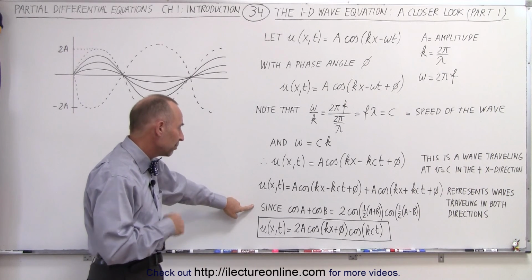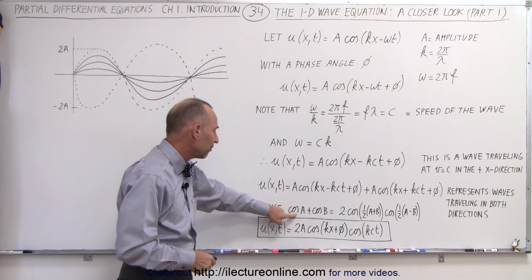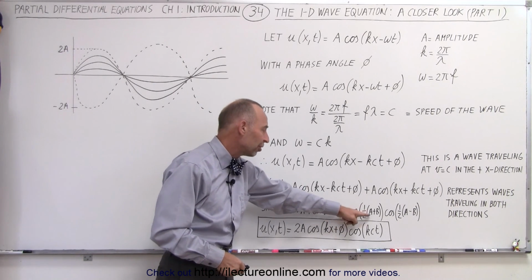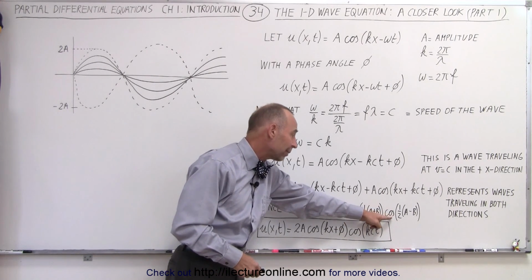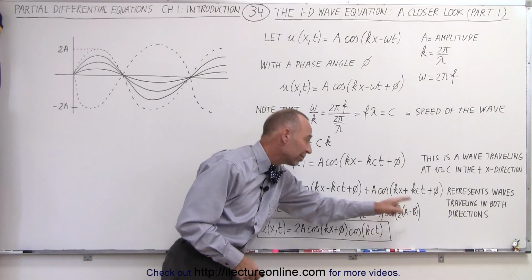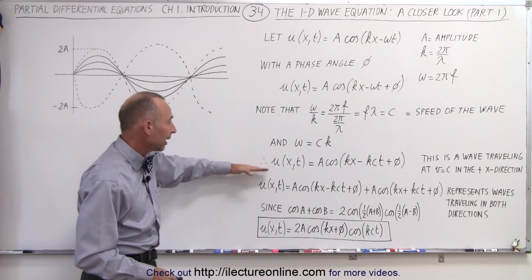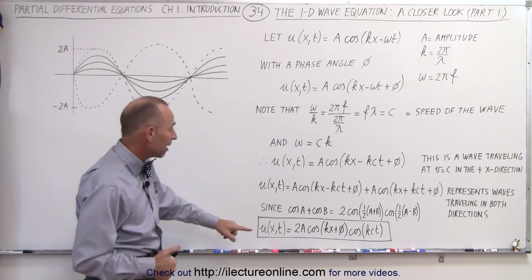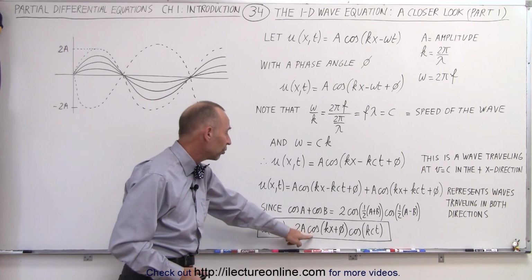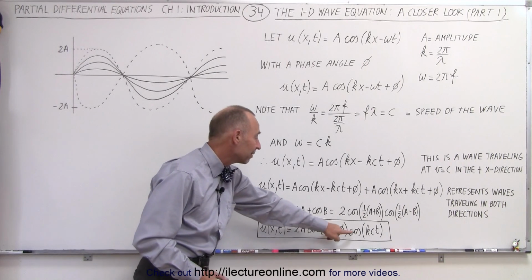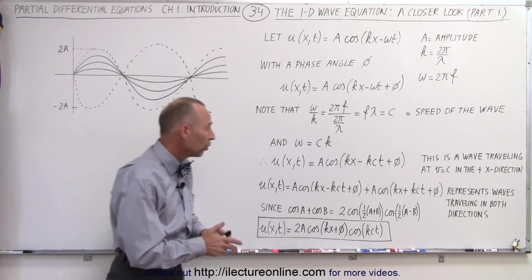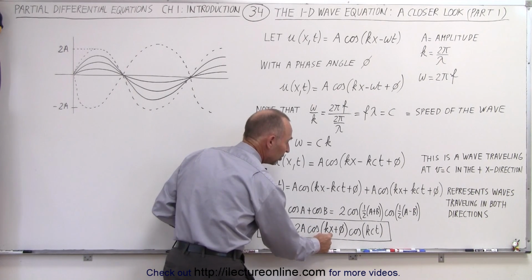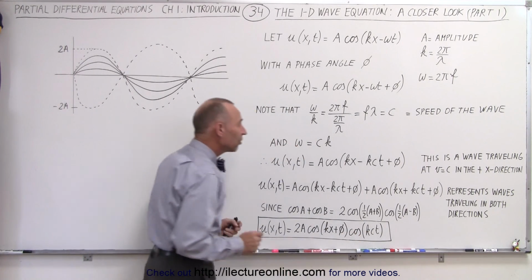If we then use the trigonometric identity that the cosine of A plus the cosine of B is equal to twice the cosine of half the sum of the angles times the cosine of 1/2 times the difference of the angles, and we apply that to this equation right here, we end up with a new equation for the standing wave: twice the amplitude times the cosine of kx plus the phase angle times the cosine of kct. Notice we now separated the dependency on position and the dependency on time.